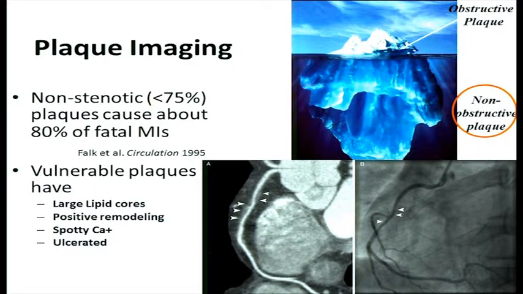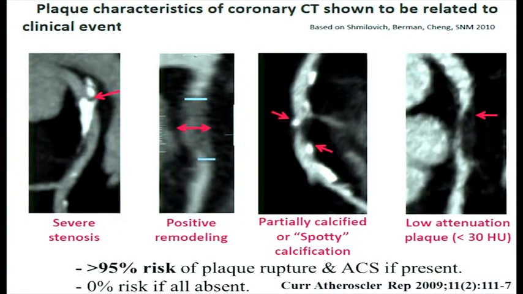And we all know that 80% of the fatal MIs are caused by non-stenotic plaque, which form the major bulk of the atherosclerotic burden in the society. So we look for the vulnerable plaques. A plaque which has got a positive remodeling, spotty calcification, and a fatty core: these are the vulnerable plaques and are likely to cause acute coronary syndrome. If all these are present, there is more than 95% risk of the patient ending up with a plaque rupture and acute coronary syndrome. And if all of these are absent, and there is no soft tissue plaque, then you can say there is 0% risk of this patient going for an ACS.